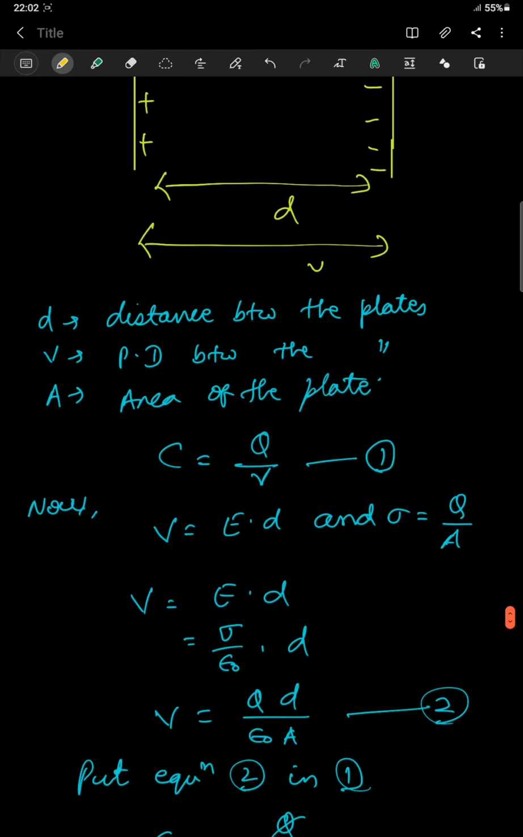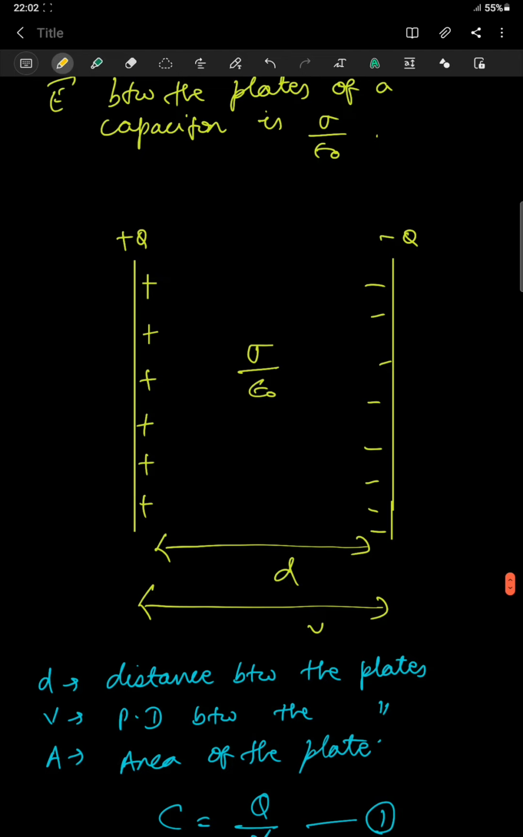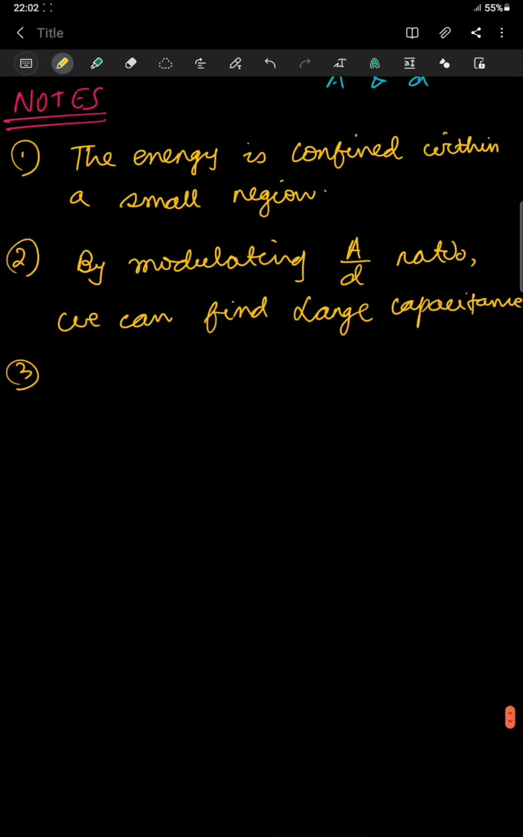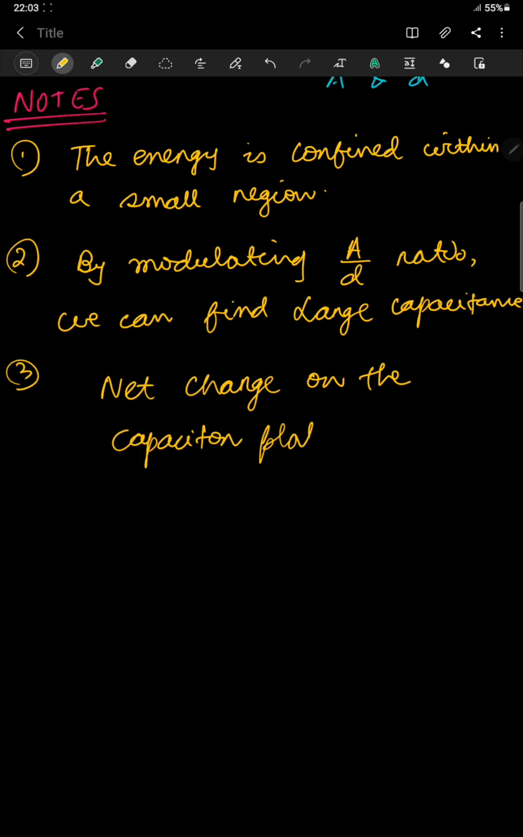The third one is a very vital one which we should know. If I ask you what is the net charge on the capacitor plates, plus Q and minus Q, the net charge on the capacitor plate is always 0. So we can say the net charge on the capacitor plate is how much? Is 0, plus Q plus minus Q. But we find that the electric field is not equal to 0 at this point, right?